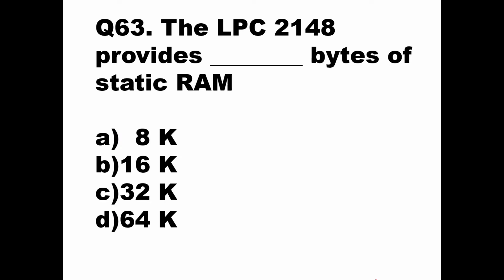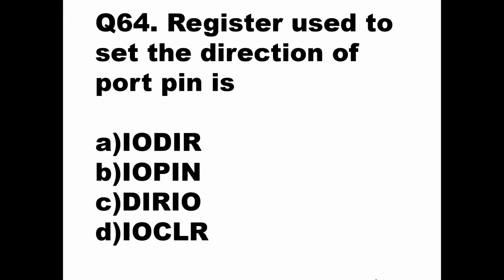The LPC2148 provides dash bytes of static RAM. Now all these LPC ICs, from 2141 till 2148, support 8 kilobytes to 40 kilobytes. But if you want to specifically tell about LPC2148, it provides 32 kilobytes. So option C will be the right answer here, 32K bytes of static RAM. Then we'll go to the next question.